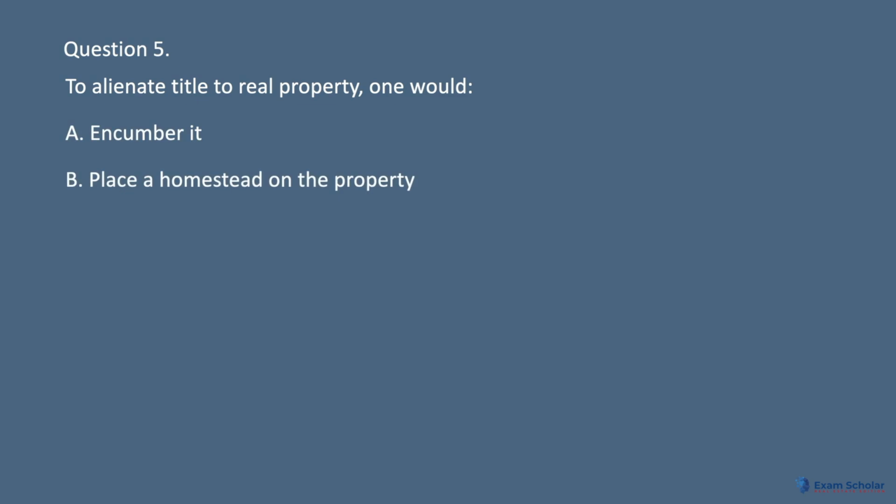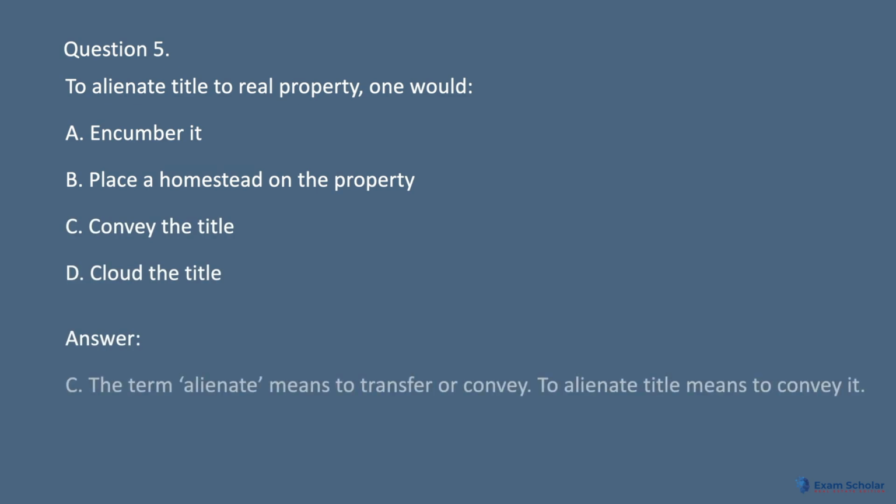Question 5. To alienate title to real property, one would A. Encumber it. B. Place a homestead on the property. C. Convey the title. D. Cloud the title. Answer: C. The term alienate means to transfer or convey. To alienate title means to convey it.